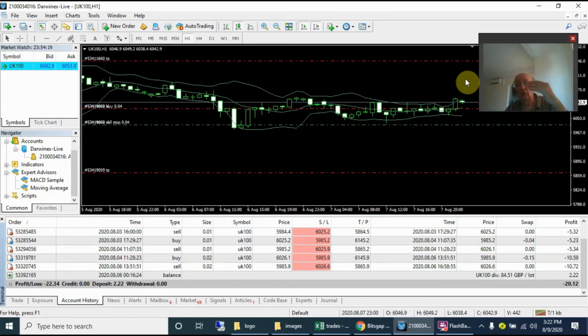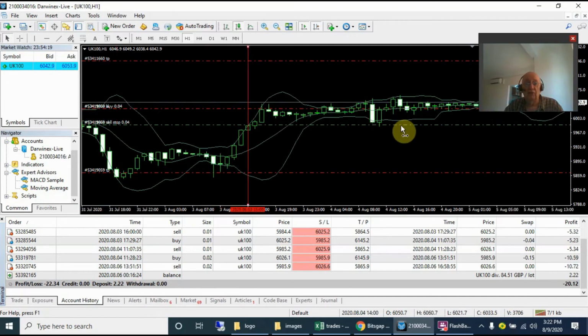You're working on a 40 pip risk against a 120 pip target. So you're working on a 1 to 3 risk reward ratio, and that is why when you look at the calculator that I've shown there on the website, you will see what I'm actually doing. We are working with 120 pips. Right, let's just go back over here. Let's just go back. I'll show you, for instance.